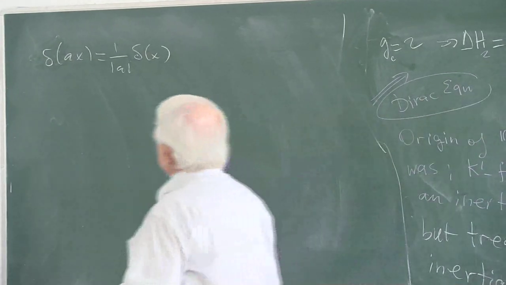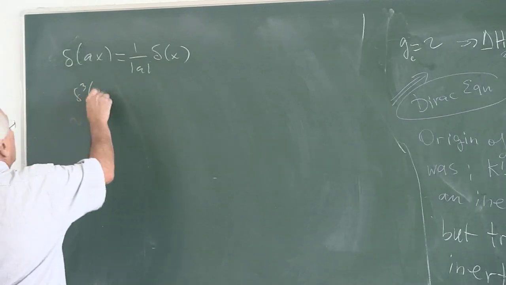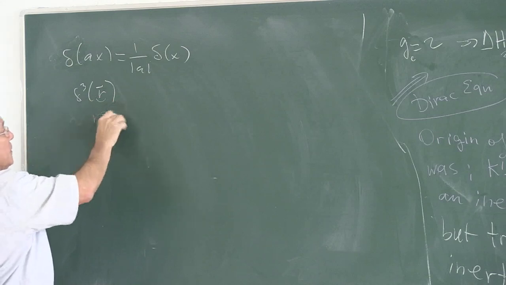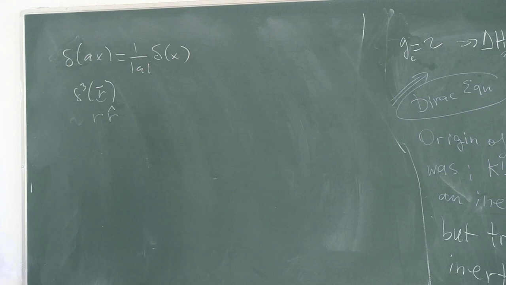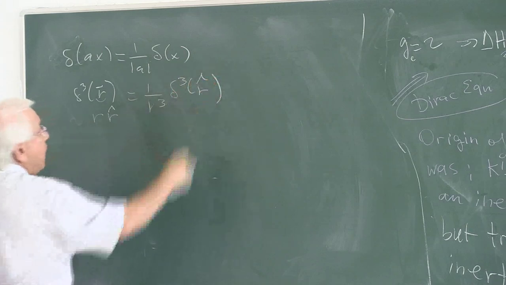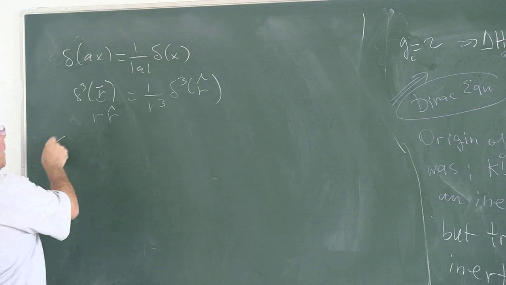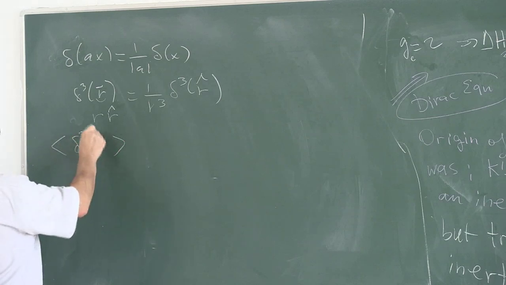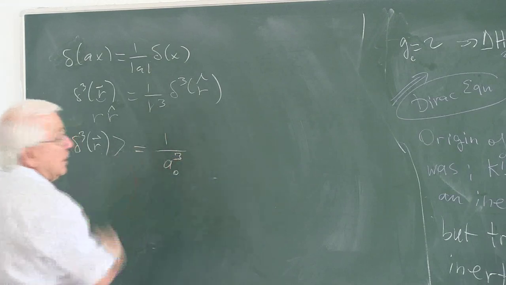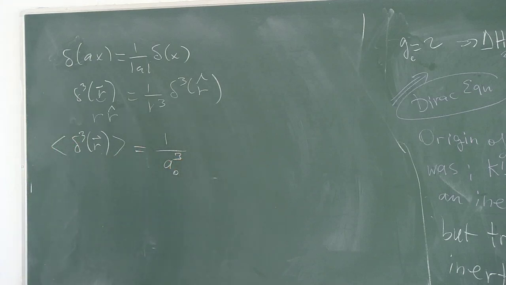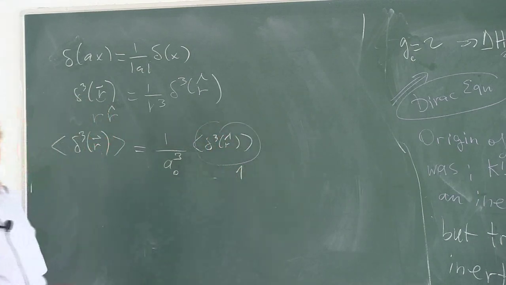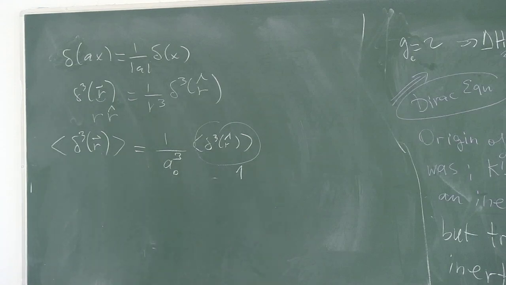And what about the scaling property of this delta cubed r? If you write this as radial distance times the unit vector, which is a dimensionless quantity, then obviously this becomes 1 over r cubed delta cubed. So if you take the expectation value of delta cubed r, then it is 1 over the length cubed, which we have taken to be the typical size of the atom, a0, the Bohr radius, times a dimensionless number. Say, take it to be of the order of 1, as it is dimensionless.